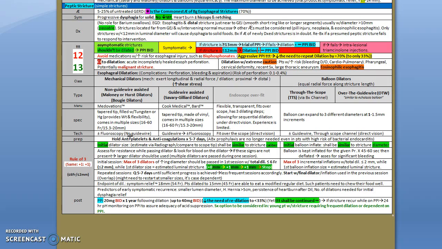Precisely, we're talking about the clopidogrel, and you know now that there is no need to have any antibiotic prophylaxis before the procedure. When you start the dilatation, you need to have an estimate of the caliber of the stricture you're facing.